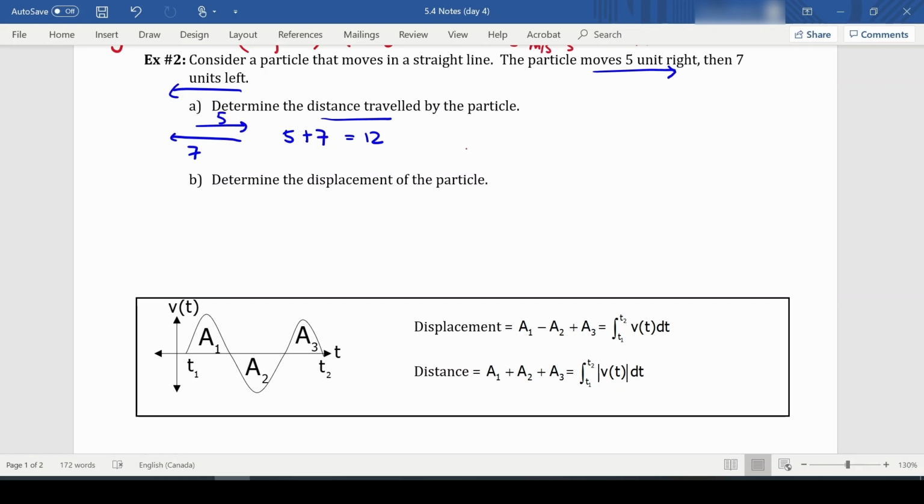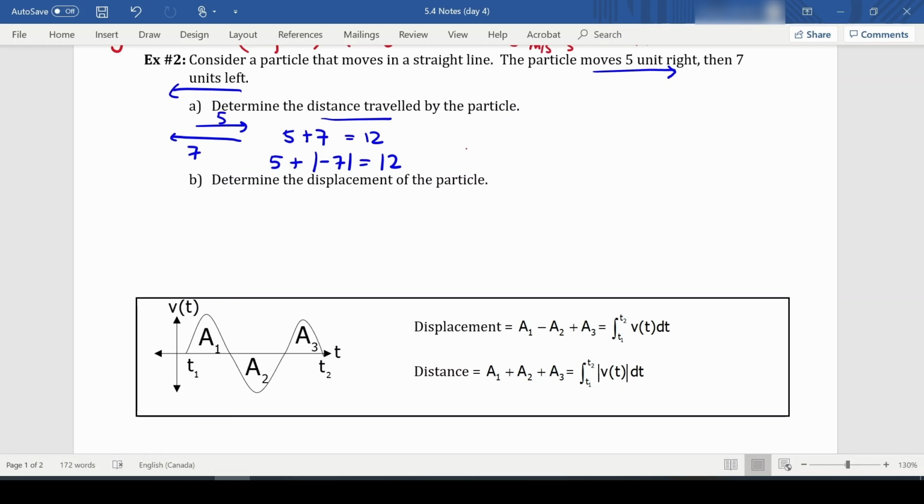Now, normally when we're thinking about distance, we also consider direction. So normally moving right or forward was a positive motion, moving left or backwards was a negative motion. So this is the same thing as doing 5 plus the absolute value of -7, because moving to the left, we usually consider a negative distance.